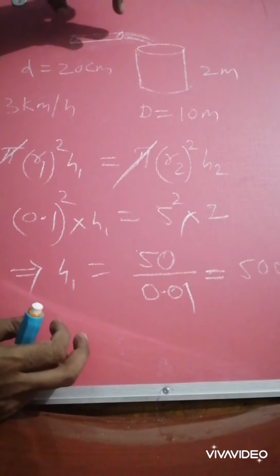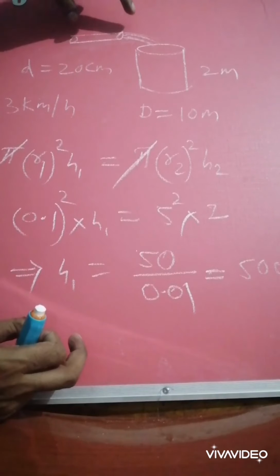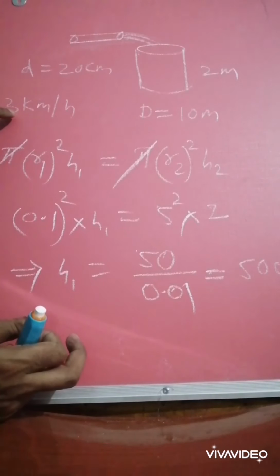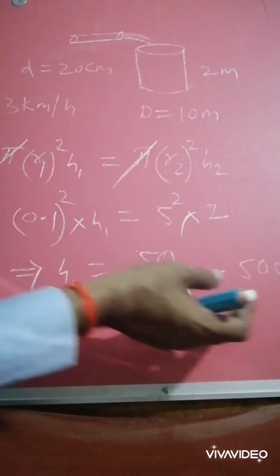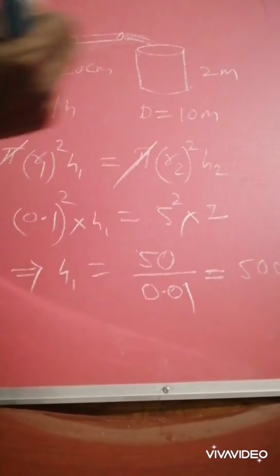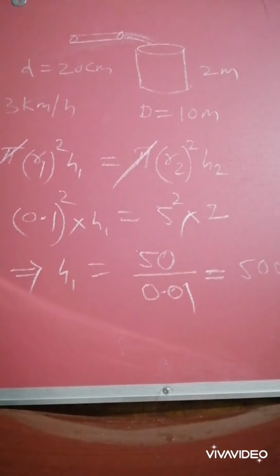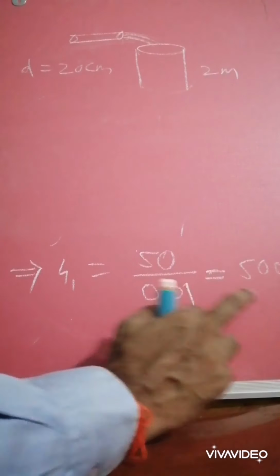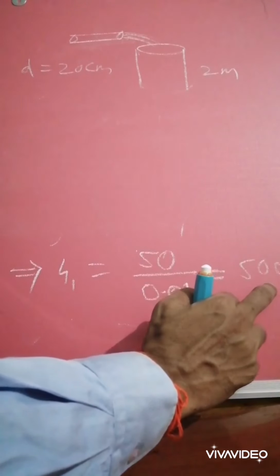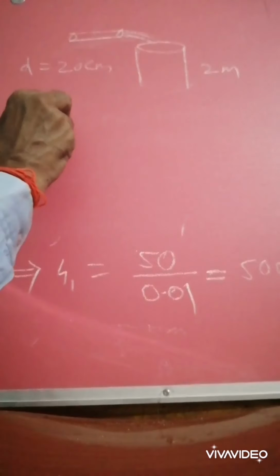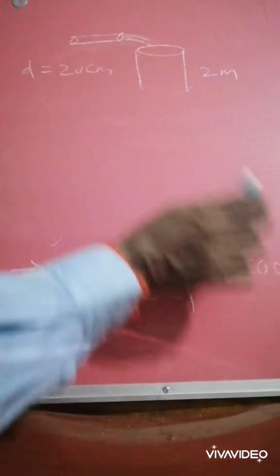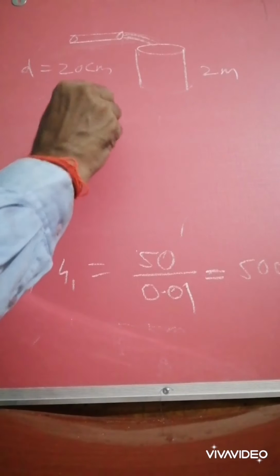That means the length of the pipe. That much length of water is to flow. And the speed is given as 3 km per hour. So we have to find the time, how much time it takes to cover 5,000 meter. So H1 is equal to 5,000, that means 5 kilometer.